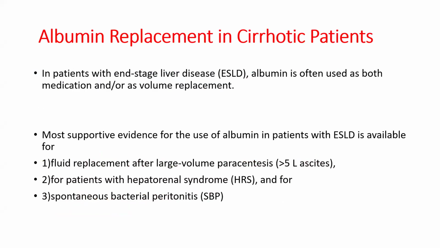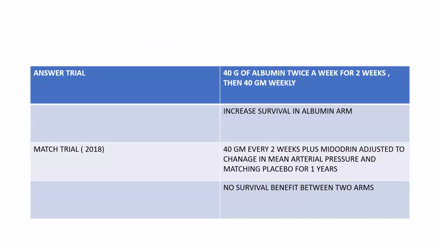Now we'll see the role of albumin in cirrhotic patients. In patients with end-stage liver disease, albumin is often used as both a medication and as volume replacement. The most supportive evidence for the use of albumin in patients with end-stage liver disease is available for fluid replacement after large volume paracentesis, that is more than 5 liters, for patients with hepatorenal syndrome and spontaneous bacterial peritonitis.